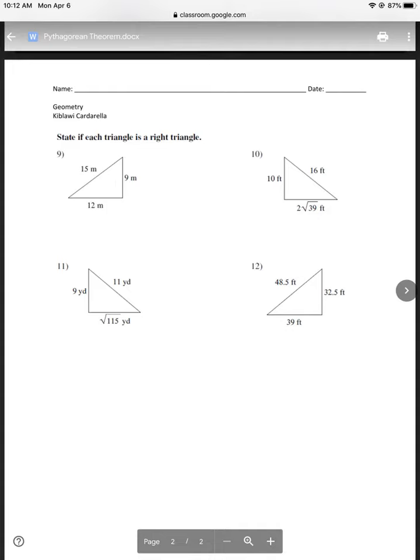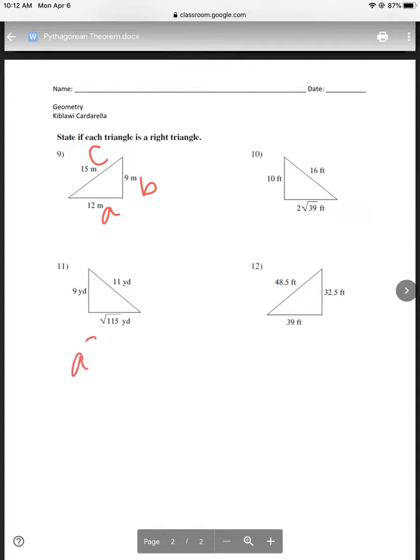remember, your A and your B are your legs, C is your hypotenuse, and it's supposed to be the longest side. So if I look at question number 9, and I'm looking specifically at 12, 9, and 15, that means C would be 15. And A and B would be 12 and 9. I don't know if this is going to be a right triangle or not. It has to follow the whole Pythagorean theorem.